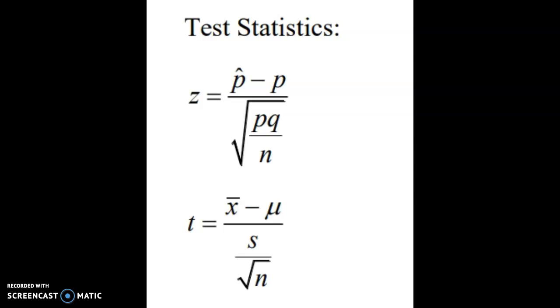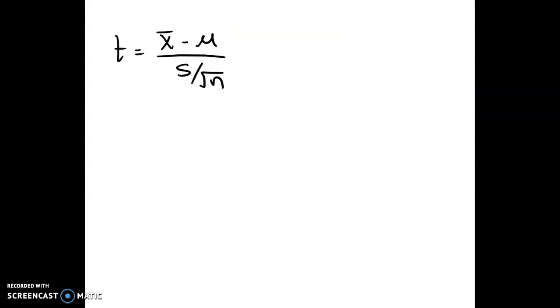Okay, from my formula sheet, here's my test statistics. Z-score, which I'm not going to be using since I don't know what sigma is. We're going to be using this t-score since we don't know what sigma is. So we're going to be using this formula right here. We're told that the sample mean is 18. We were also told that the sample standard deviation is 10. And that we were looking at 100 people.